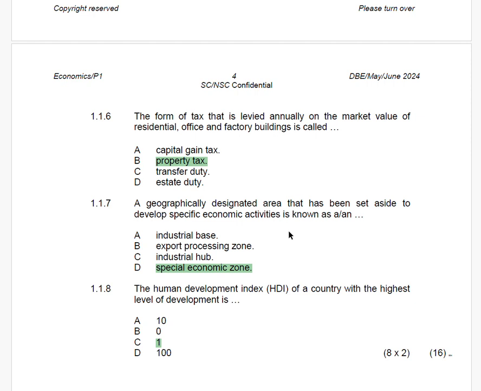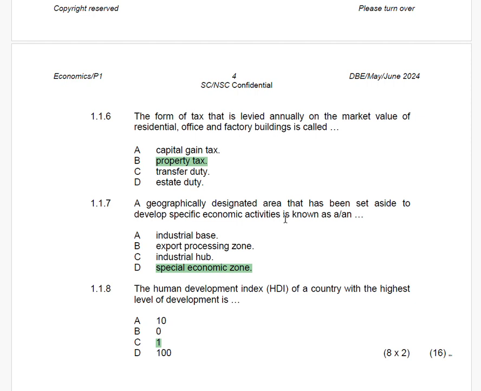Special economic zones are designated areas within a country where the business and trade laws differ from the rest of the nation, aiming to attract investment and stimulate economic activity. These zones often offer tax breaks, relaxed regulations, and other incentives to encourage companies to locate their operations within the zone. That is why the correct answer is special economic zone, because it's a geographically designated area. This designated area is set up to improve the revenue of the country by reducing the tax in that zone.